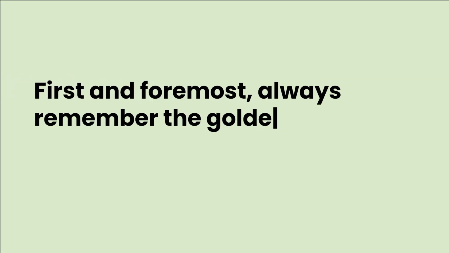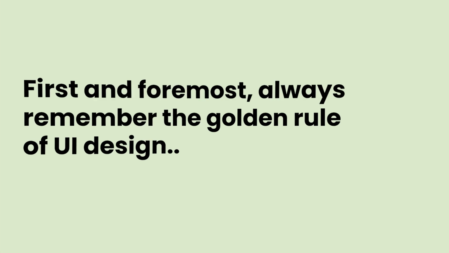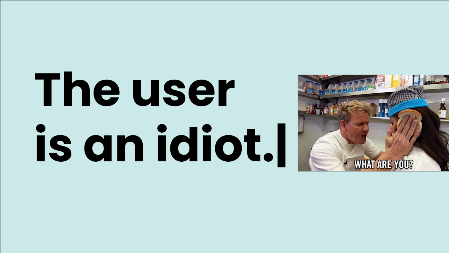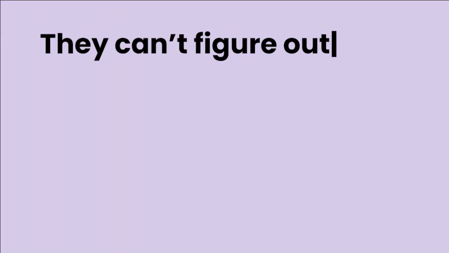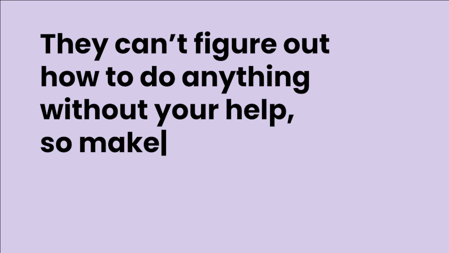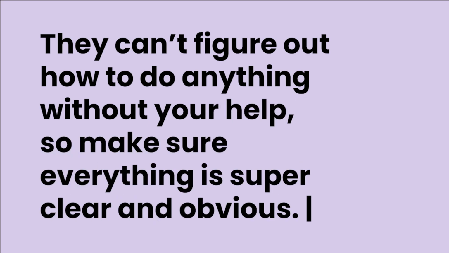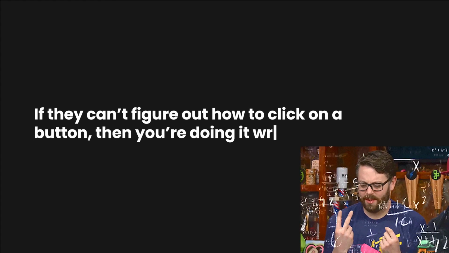Observe. First and foremost, always remember the golden rule of UI design. The user is an idiot, and you know what? I really can't disagree there. We have to make this assumption. They can't figure out how to do anything without your help, so make sure everything is super clear and obvious. If they can't figure out how to click a button, then you're doing it wrong.